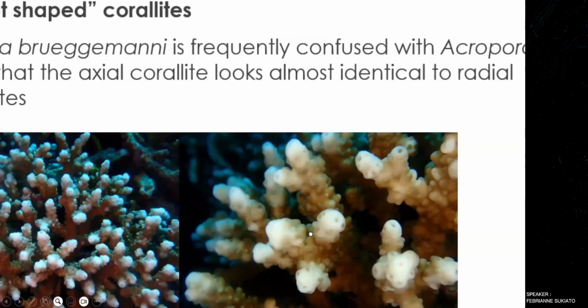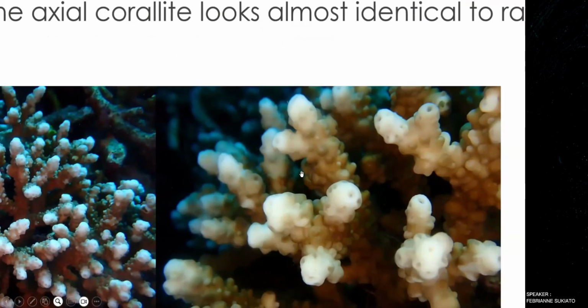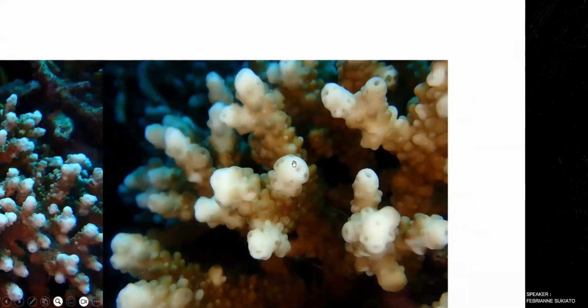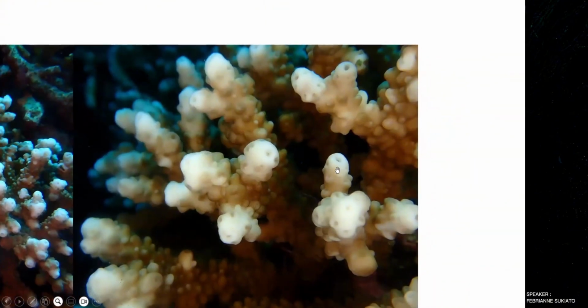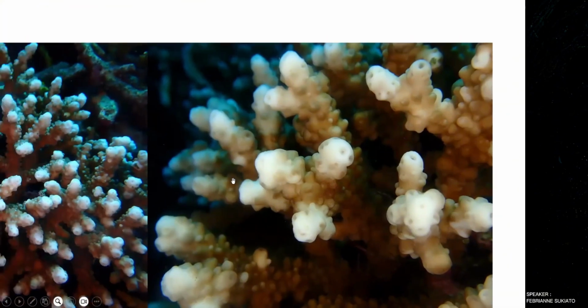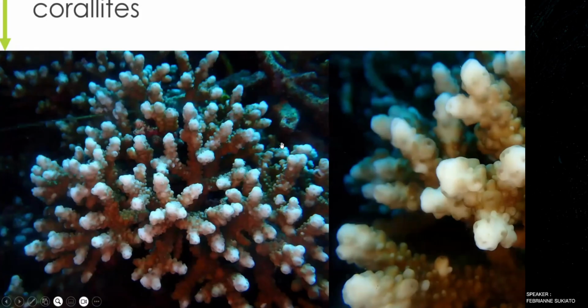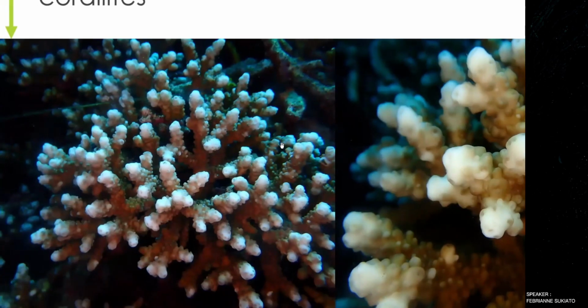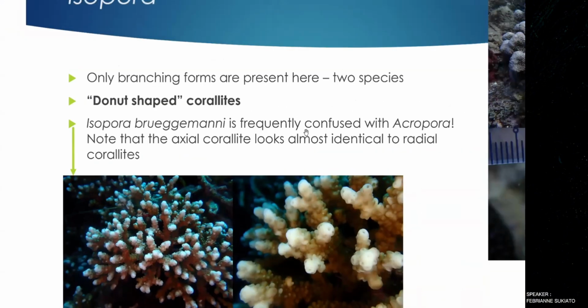Brueggemanni looks like Acropora at first glance. At most glances, it still looks like Acropora because it looks like it has an axial corallite. It also looks like it has radial corallites. But if you look at the side of the branches itself, you can actually see that there are a few axial-looking corallites as well. And this is very distinct. Isopora brueggemanni is very distinct once you have actually seen it and you understand it as Isopora brueggemanni. You will see it everywhere. You will not mistake it as Acropora once you actually know.